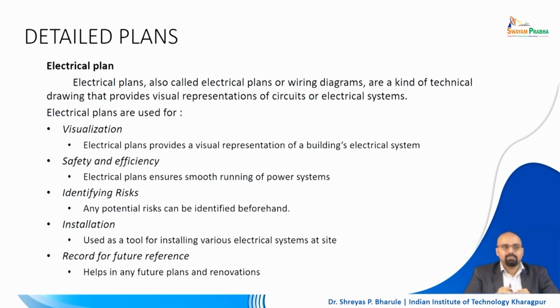Moving forward, next, as we discussed just on the last slide, safety and efficiency. Electrical plans are important to ensure smooth running of all the power systems which are provided in that particular layout, right. Smooth functioning of all the power systems provided in that layout. Next, you identify the risks. So beforehand, before doing the execution on site, before actually procuring or collecting all the appliances and fixtures that you want in the house, you can identify the risks.